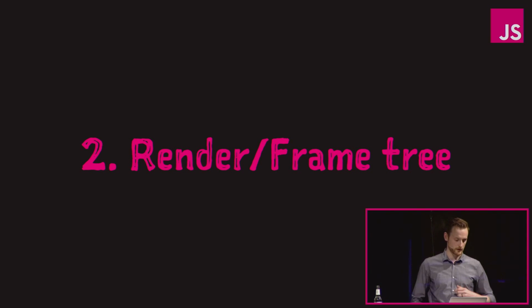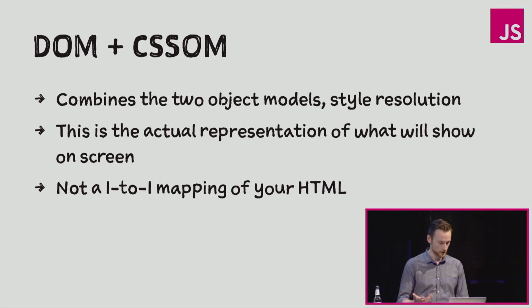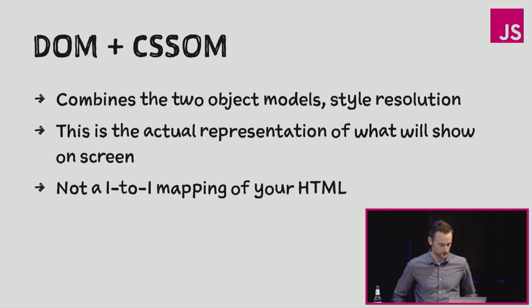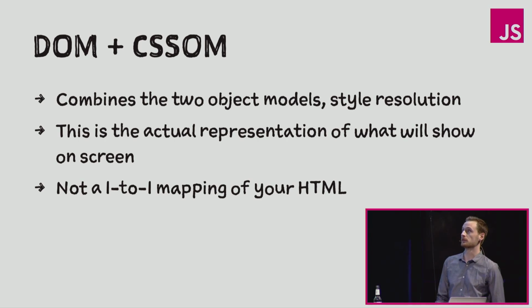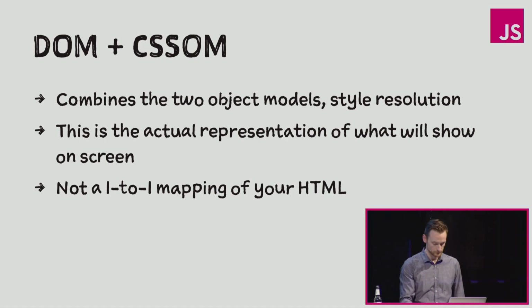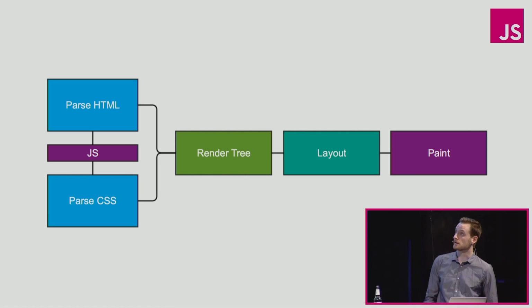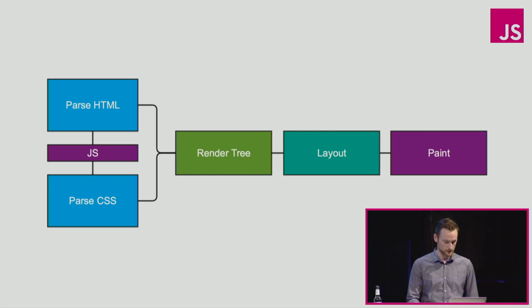That'll then move on to our second stage of combining those two. We've got a DOM and a CSS object model, and that'll create what's called the render or the frame tree. So you combine the two object models. It'll do style resolution, which means it'll figure out all the styles applied to nodes. It's the actual representation of what will show on the screen, and it's not a one-to-one mapping of your HTML. We'll explain what that means in a second. If we revisit that diagram, you can see that parsing HTML and CSS can't always happen in parallel. JavaScript can affect those two running at the same time.